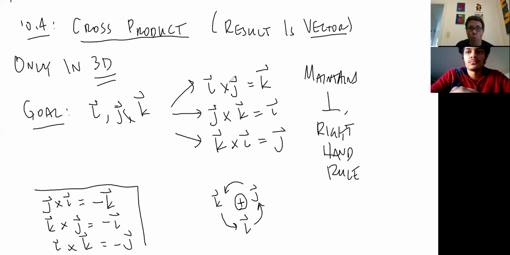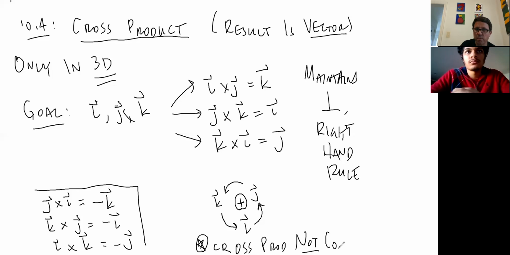So if I cross in one order, i coming first gives me k, but i coming second gives me minus k. So you can see you can't just do cross product in any order you want. You'll end up getting the opposite sign. So the key here: cross products are not commutative.